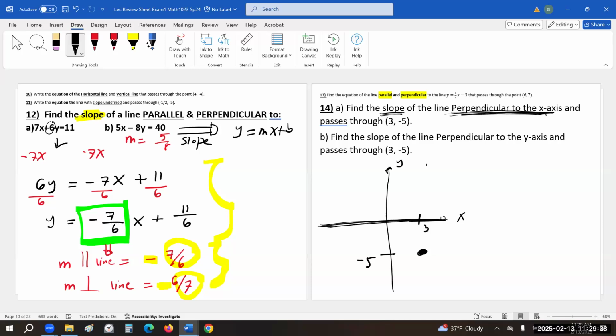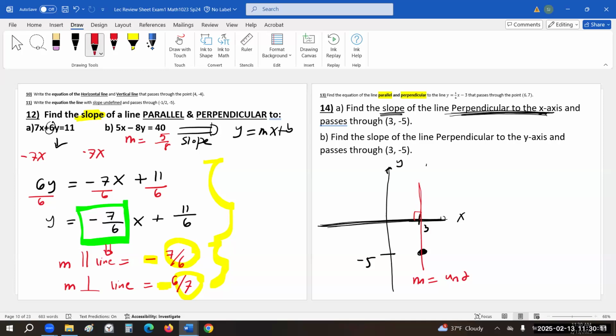How can we draw its perpendicular line? Are you going to draw a horizontal line or a vertical line? Vertical. So perpendicular means they have to intersect with a 90 degree. So if x-axis is horizontal, its perpendicular must be a vertical line. What is the slope of any vertical line? Undefined.